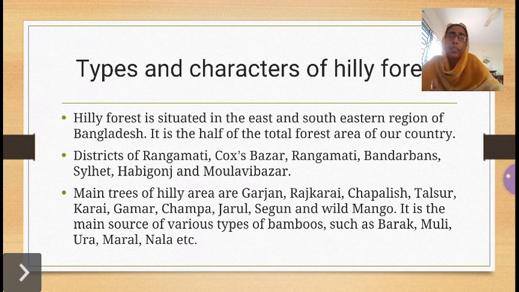In my experience, I have known that in this hilly forest, the main resource is Shegun wood. It is a valuable wood. Also, Gorjon, Rajkorui and Chapalish woods are mainly used to make furniture. They are even used for construction purposes. So in this hilly forest, I think Shegun wood is the main resource.